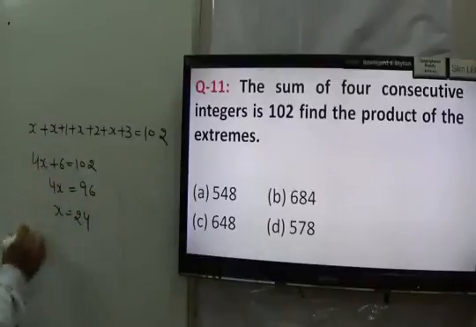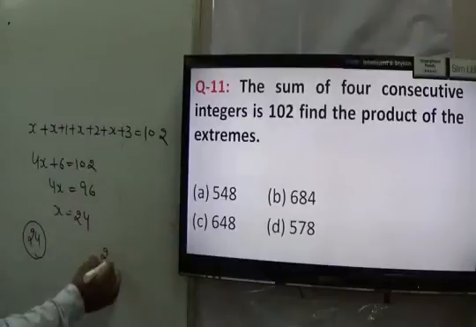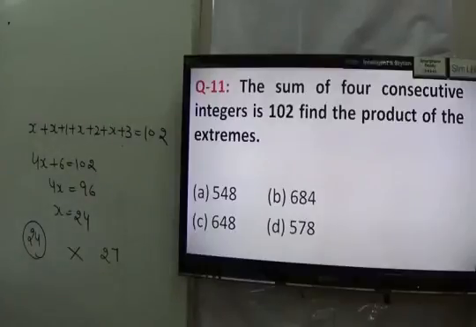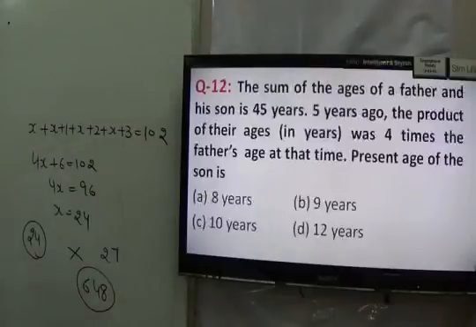So here I can say my smaller number is 24 and the bigger one is 27. We have to find the product of the extremes. 24 7s are 168, 8, 16, then 48 and 16. That is 648. So here I can say the answer to my question is 648. Answer is C.